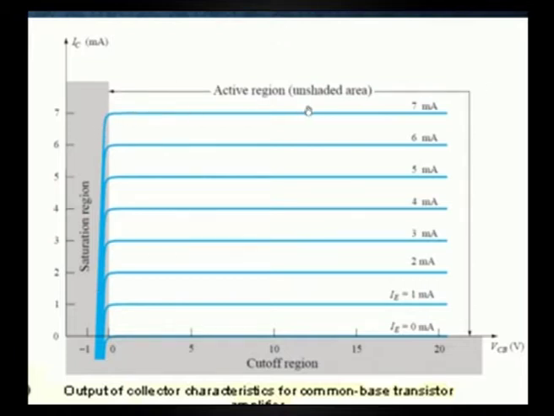And in the active region, we can observe that for different values of emitter current, the collector current is almost constant, almost a straight line. This region is called the active region, and this is where we can expect the transistor to work as an amplifier. So, from studying the characteristics, we divide the output characteristics into 3 regions: active region, saturation region and cutoff region.